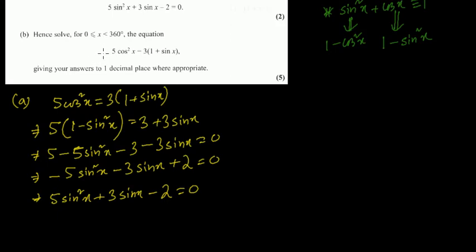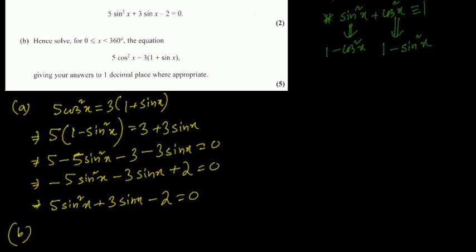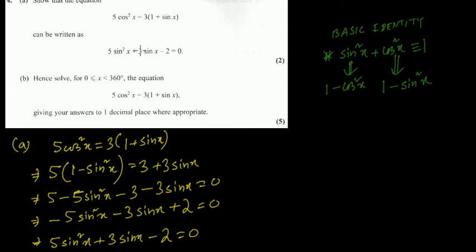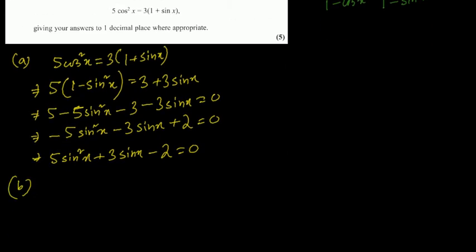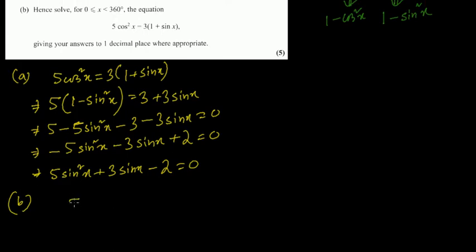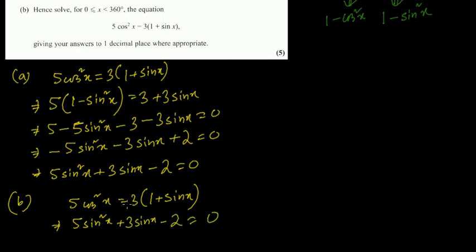The next one is that we have to solve this. Now when they ask that you have to solve this, remember we have already rearranged this into this. So instead of solving this, we can write 5 cos square x equals to 3, 1 plus sine x, which equals 5 sine square x plus 3 sine x minus 2 equals to 0. It's the same thing. That's what we did in the previous sum, and they even mentioned the word hence. So what we have to do, we have to solve this equation.